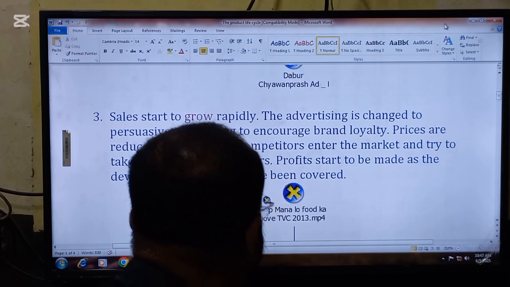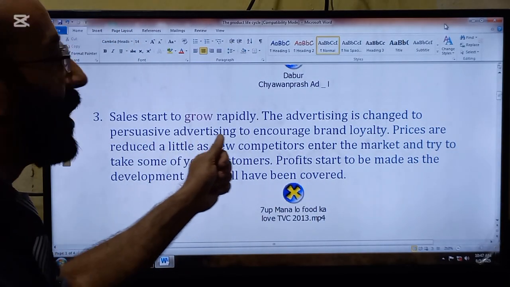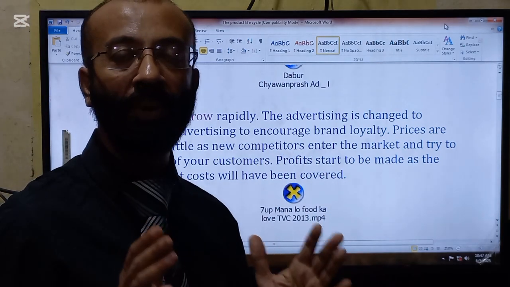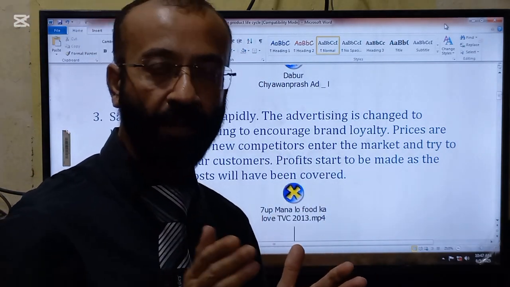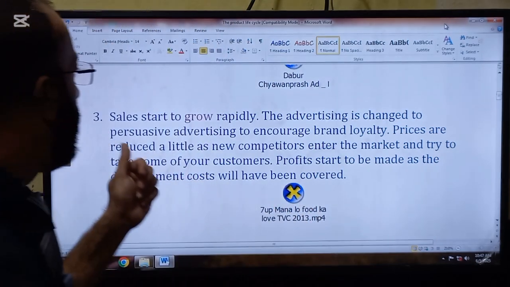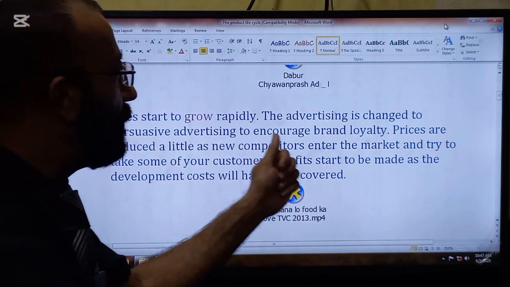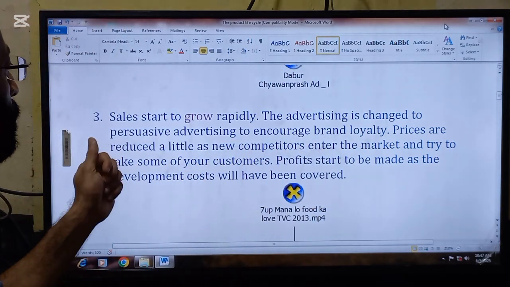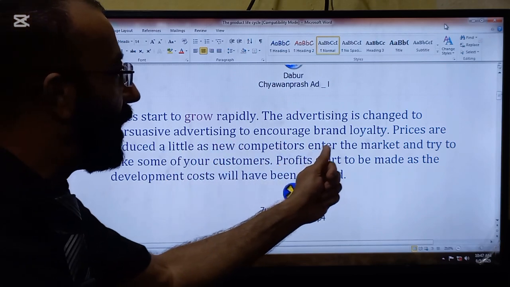Okay, next stage in the life cycle is sales start to grow rapidly because the product is known in the market. Clients are appreciating you because your product is good. So the sales will start to grow rapidly now. The advertising is changed to persuasive advertising to encourage brand loyalty.